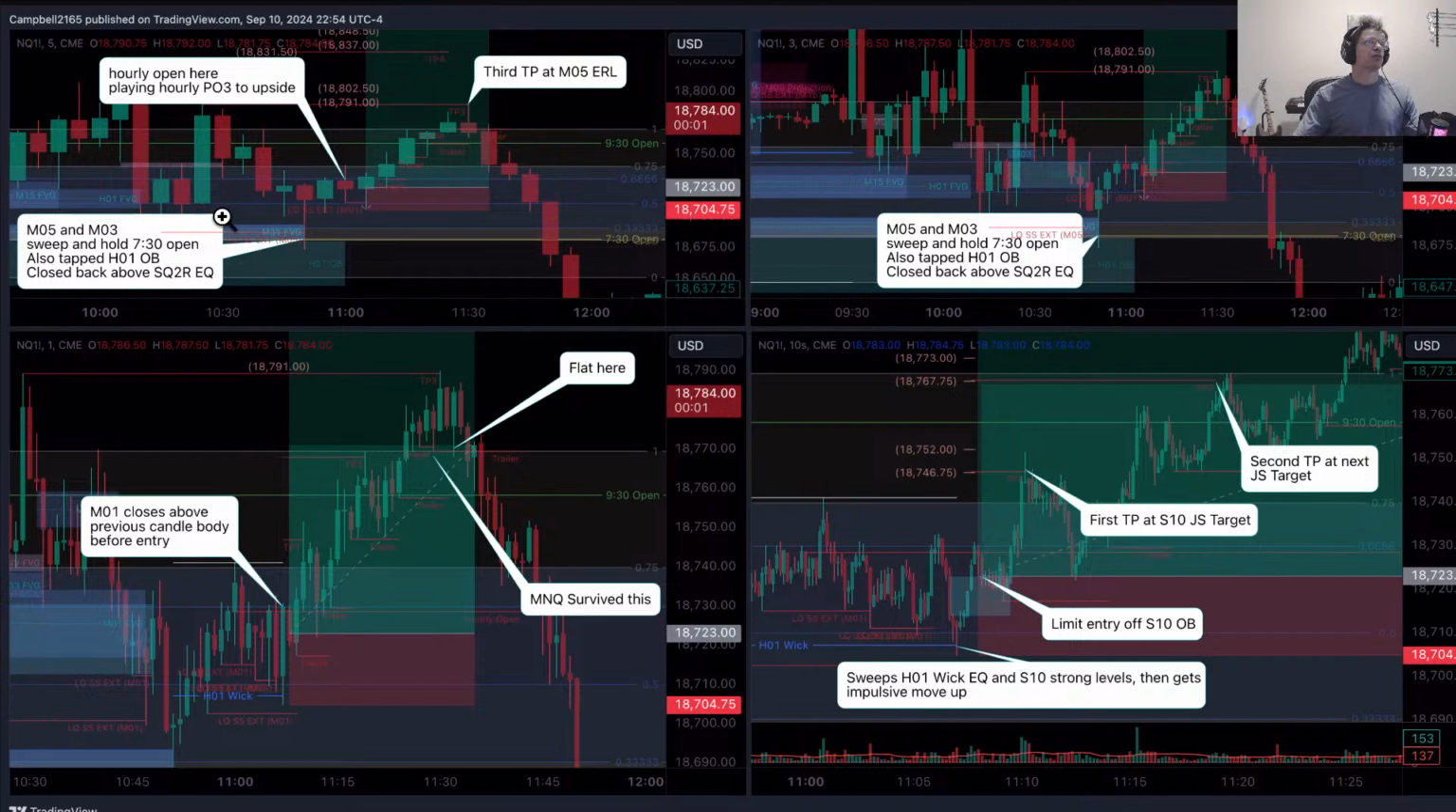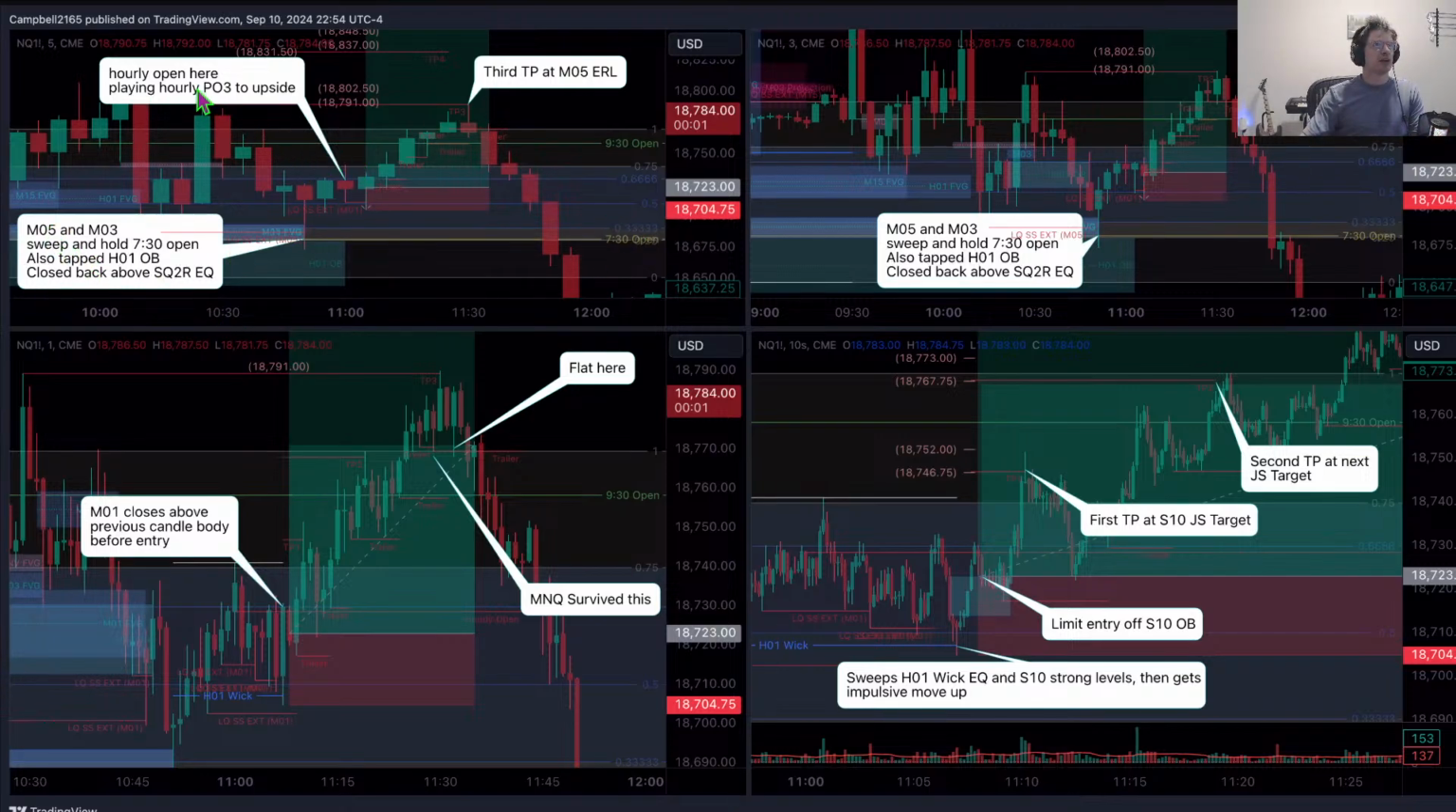So start from the top, right? Hourly open was right here. The prediction was we're going to have a bull candle in the hour. In fact, we didn't, but it got to be part of the manipulation of the hour. M5 and M3 had swept and held the 730 open.